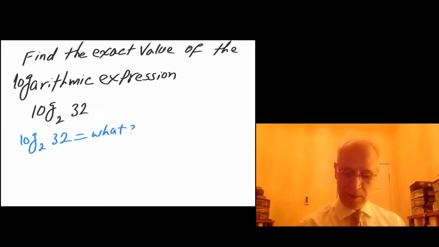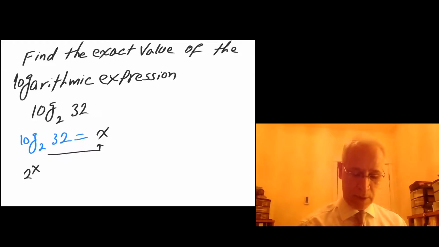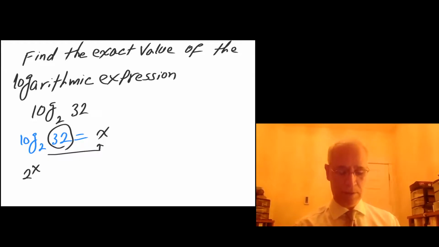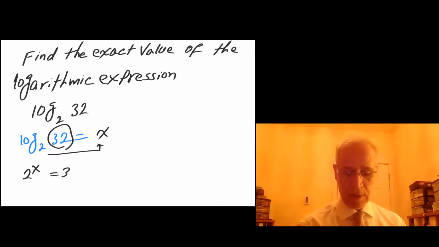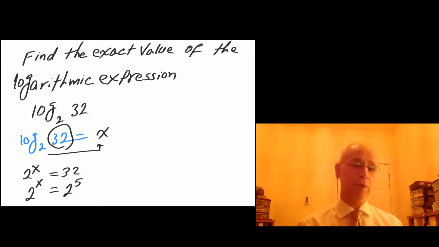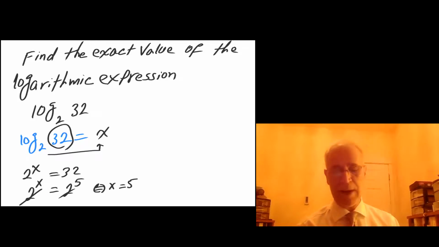Since we are doing math, instead of writing what question mark, I'm going to put x instead. And I know that 2 to the power of x must equal the argument of the logarithm, 32. And I know that 2 to the power of x equals 2 to the power of 5, because 2 times 2 times 2 times 2 times 2 is 32. And so it follows that x equals 5, because if the bases are the same, the powers must be the same.